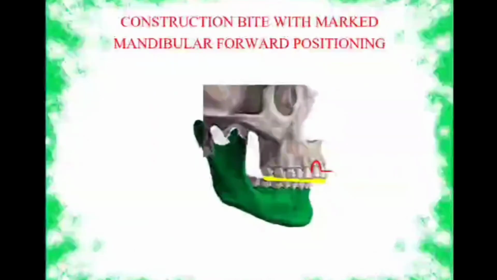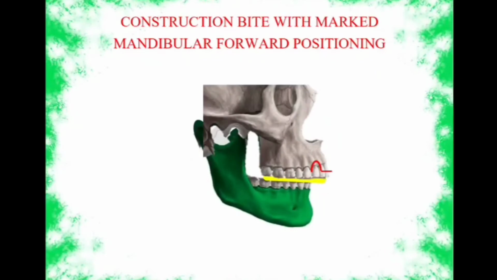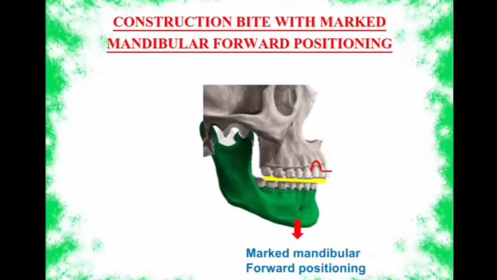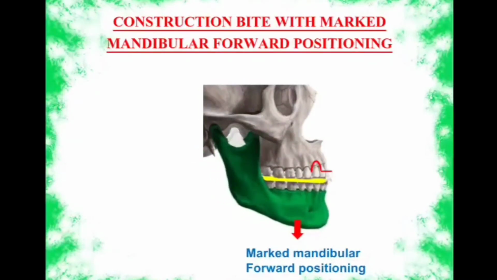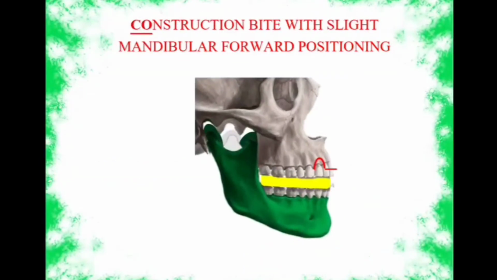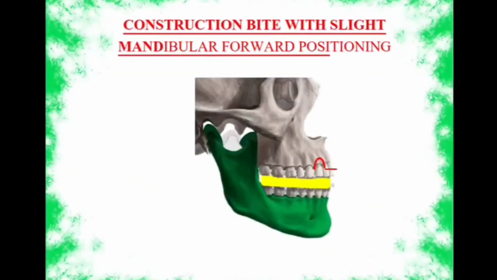There are various means of recording construction bite. First one, construction bite with marked mandibular forward positioning. Here there will be marked mandibular forward positioning with minimal vertical opening. As there is more horizontal advancement, it is known as H activator, and this type of activator is given in severely retruded mandible cases.